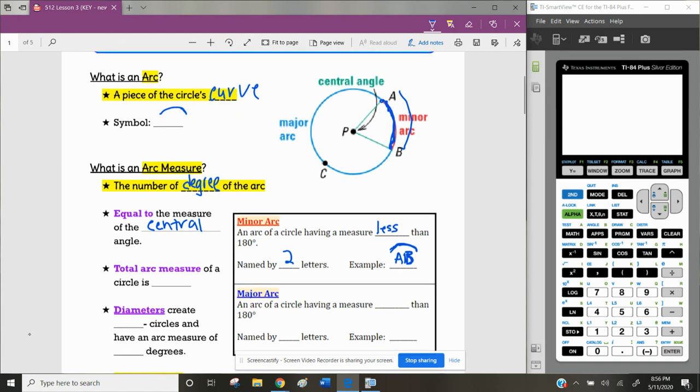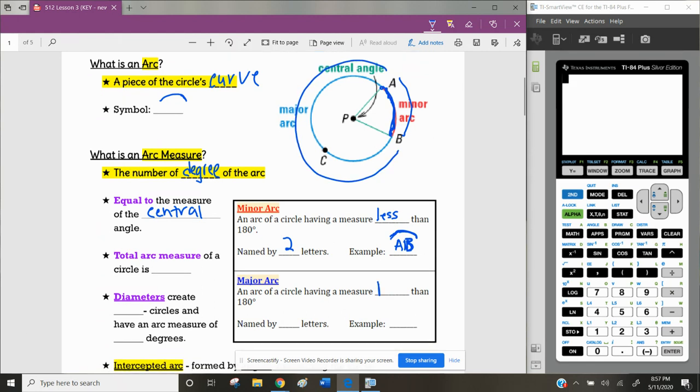And then we have the major arc, which would be more than 180 degrees, and typically we name this with 3 letters. So we could call that arc ACB, drawing the arc symbol. So that's how I would represent the portion of the circle's curve that is bigger than 180.